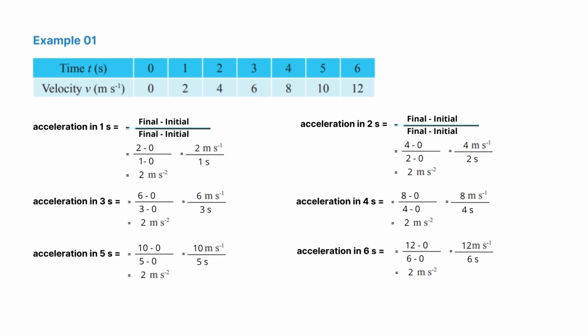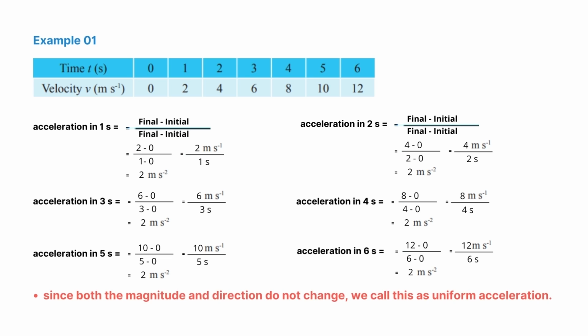Similarly, you can continue calculating for the third second. Again you can see final velocity 6, and initial velocity 4 meters per second, divided by 3 minus 2, 1 second. Then the acceleration will be 2 m s^-2. So here you can see all the values have the same magnitude, 2 m s^-2, and since it says in a straight line it is in the same direction, so the magnitude hasn't changed. The direction also has not changed. Since it has a magnitude and a direction, it is a vector quantity, and since both the magnitude and direction do not change, we call this uniform acceleration.